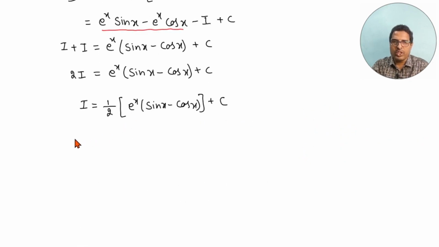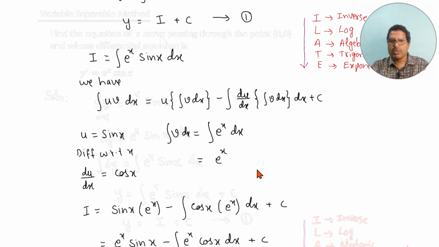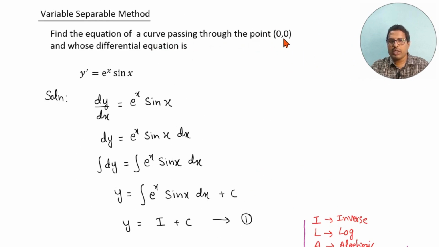Therefore we get y is equal to, so substitute this value in equation number 1. So we get y is equal to I plus c. Therefore you can write 1 by 2 times e to the power x times sin x minus cos x plus the constant c. So for the sum of the constants, once again I will be taking the constant as c only. So we need to find out this value of c. It is given in the question that the curve passes through the point (0, 0). So the x value is 0, the y value is 0. So the curve is passing through the origin, he says.